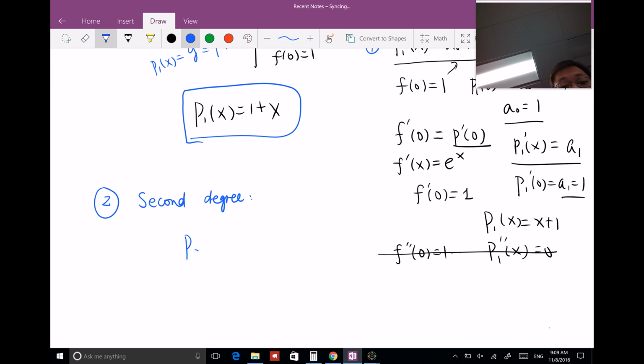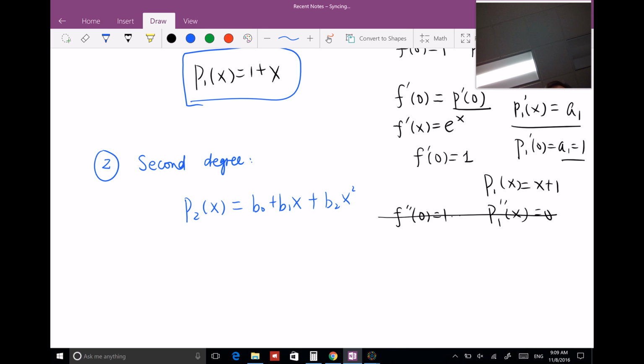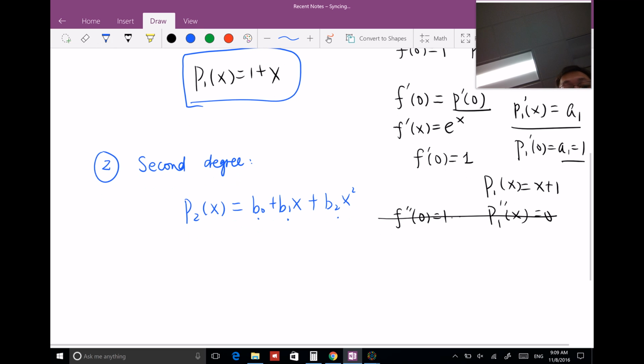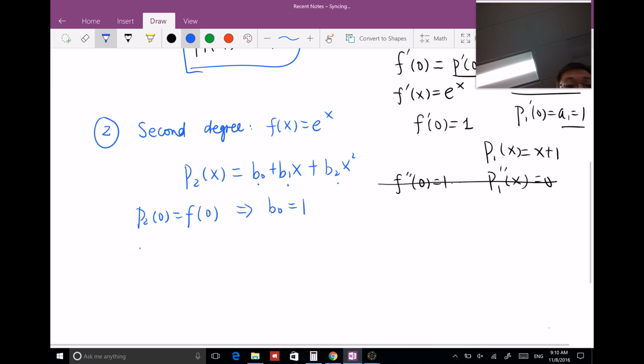Second degree polynomial is going to be P2(x) equals b0 plus b1x. Well, for second degree, for sure you're going to have b2x squared, right? Okay. So in the same way, I can find b0, b1, b2. And as I previously found, if P2(0) equals f(0), and f(x) is still the same, e to the power x, you got b0 equals 1. If P2 prime of 0 equals f prime of 0, you got b1 equals 1. This is the previous thing, right?